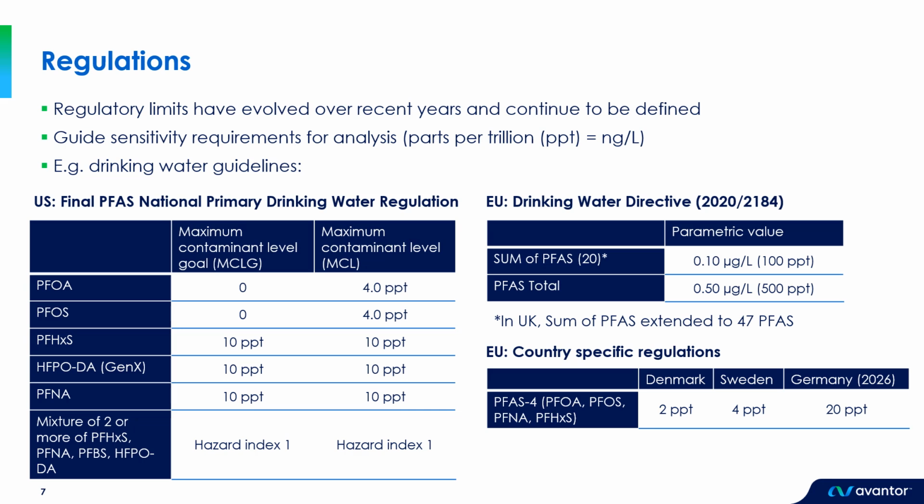In the UK, that list is actually extended now to 47. We can also determine the total PFAS content, and that is limited to 500 parts per trillion. Of note is that many countries in the EU also apply additional parameters. So, for example, several countries place additional focus on 4 specific PFAS and limit those compounds to various degrees as well. So, overall, the regulations define the limits that we need to be detecting PFAS at, and the fact that they're regularly evolving can make it quite complex to keep up with as well.